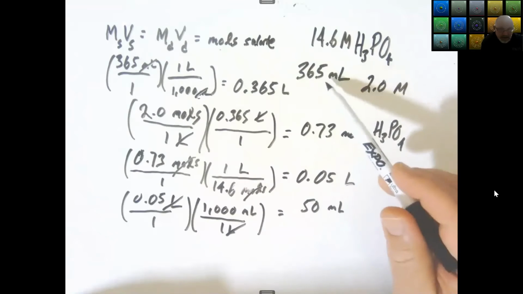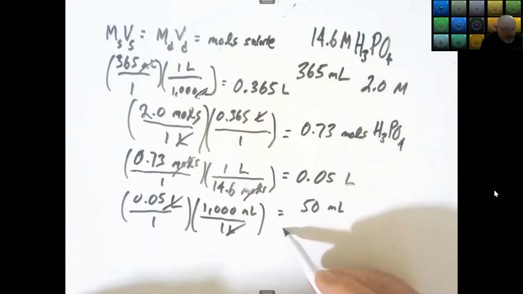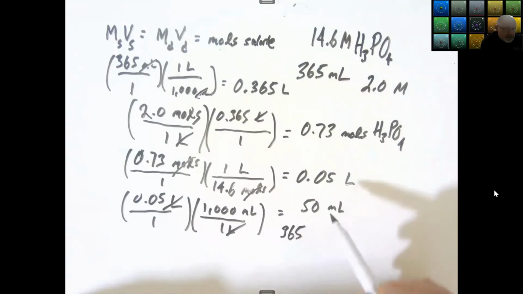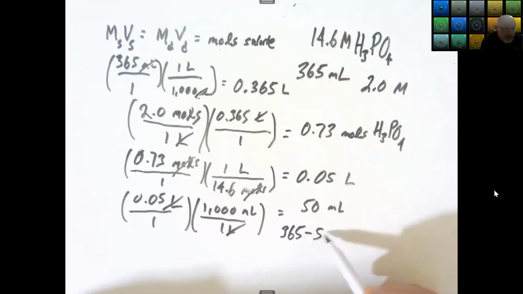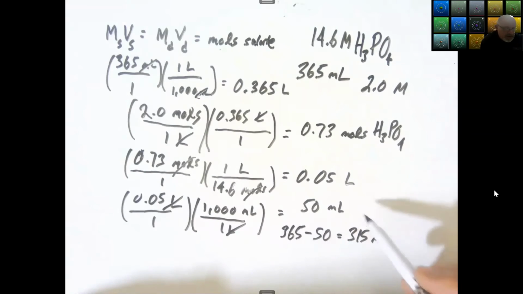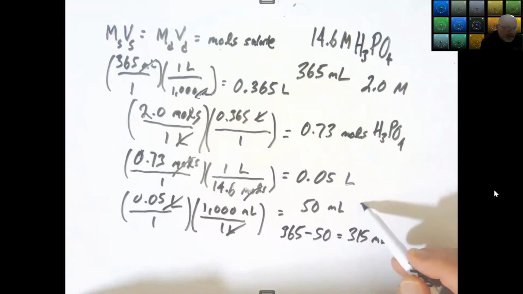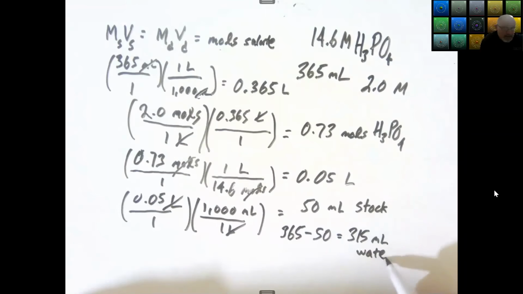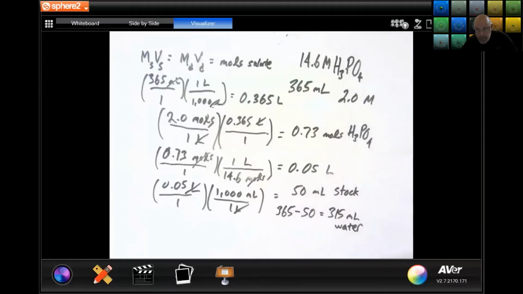And since we need 365 milliliters total, the difference between the 50 milliliters of the stock solution and the total volume that we need in milliliters is 315 milliliters. So this is the prediction of the stock, and this is the prediction of the water, and when we add them together, they should be 365 milliliters. Okay, so we're going to take that math out for a test spin. We'll test it with the simulation right now.